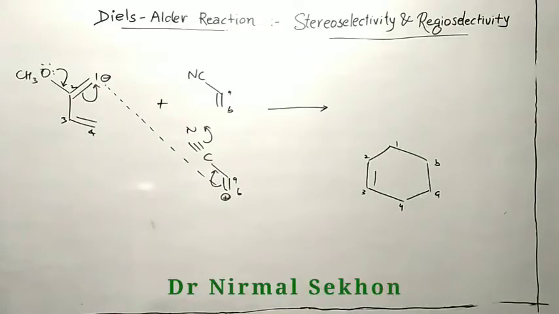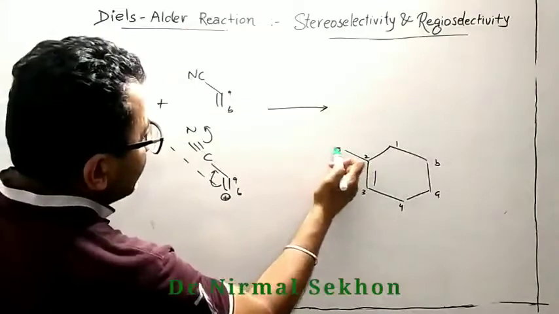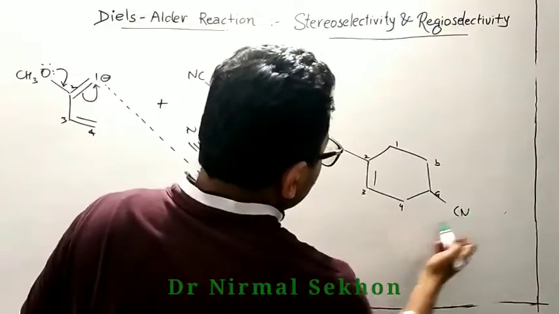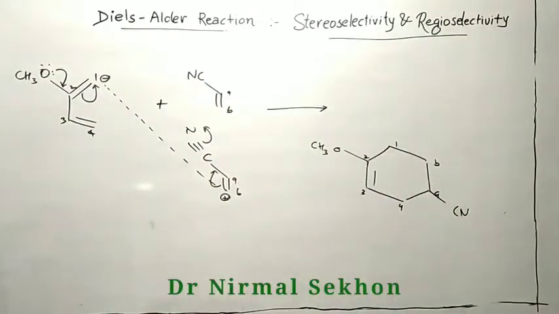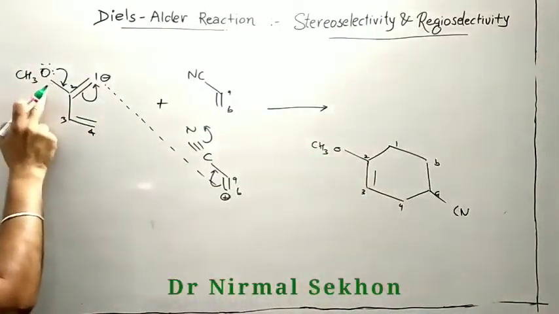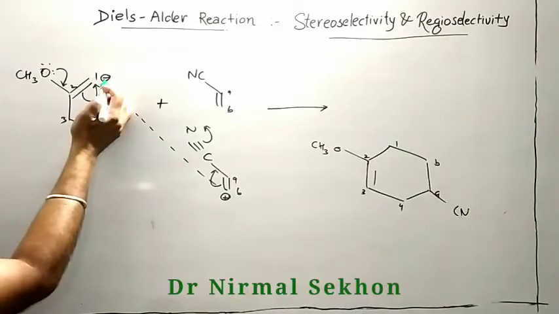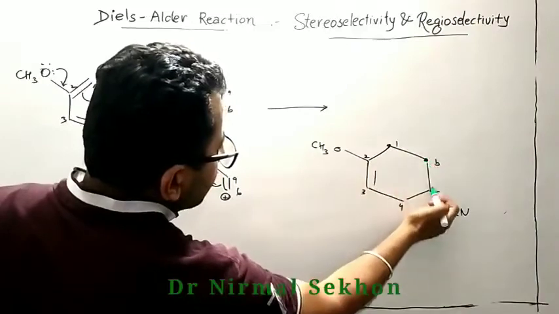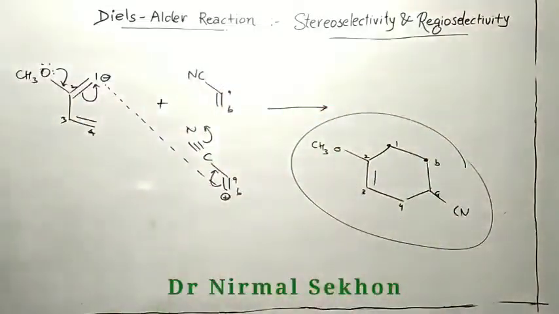So at number 2 we have a methoxy group. And at A there is this cyano group. So in this case the addition is here, like at 2 we have a methoxy group. So this number 1 carbon, because it is negative because of this, bonds to B. So 1 bonds to B. So this is your major product formed. So this is about the regioselectivity of the reaction.